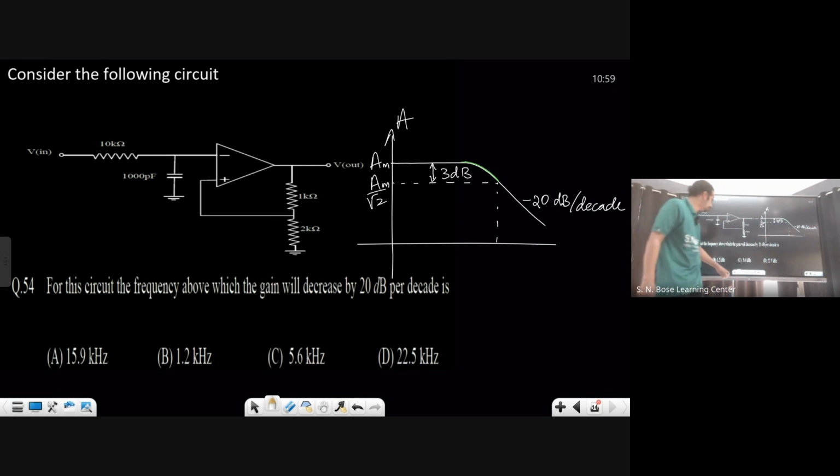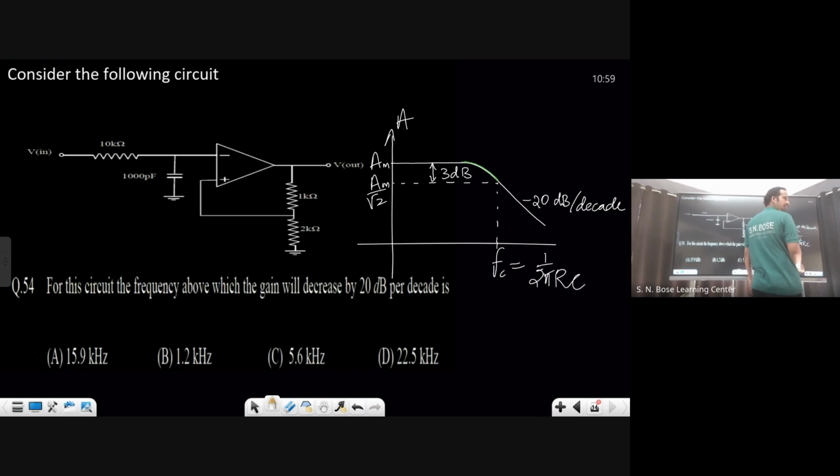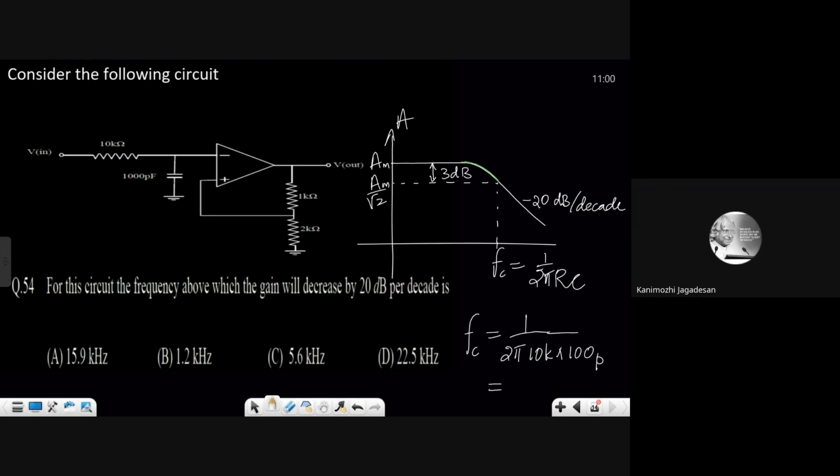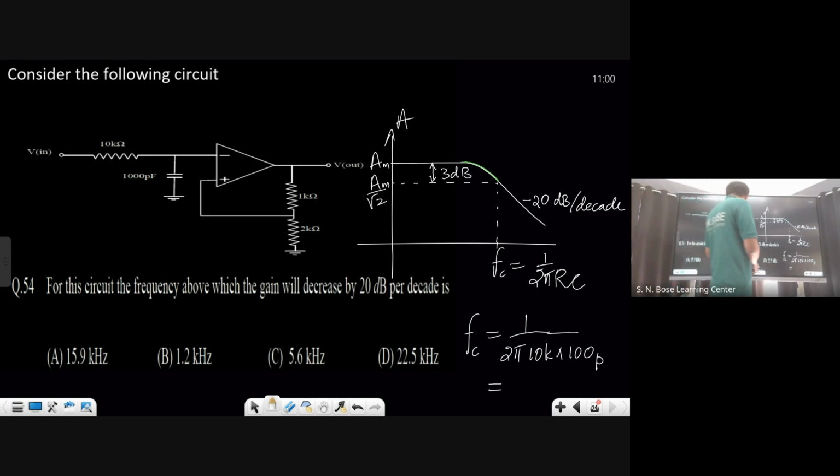So what is this one? This is nothing but our FC. I think that is 1 by 2 pi RC only, am I right? First order filter. Can you quickly do that one? 1 by 2 pi, R is 10K, 1000 pico. Can you quickly get me this one? 15.9 kilohertz. 15.9 kilohertz, okay, fine.